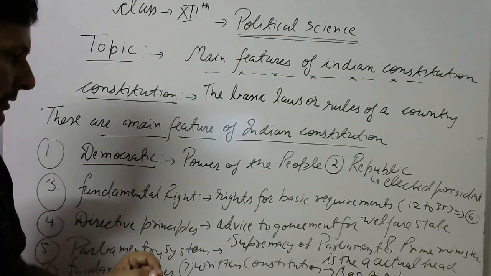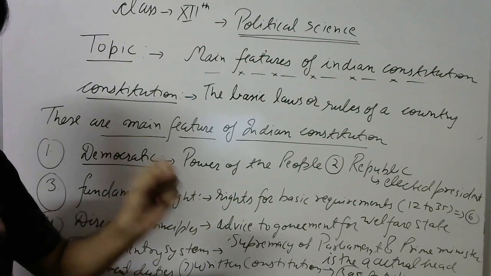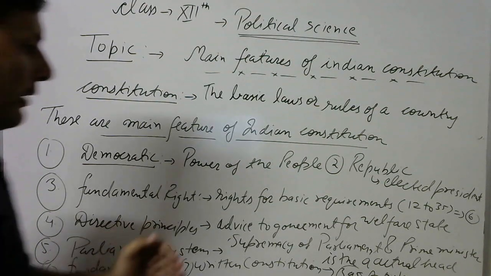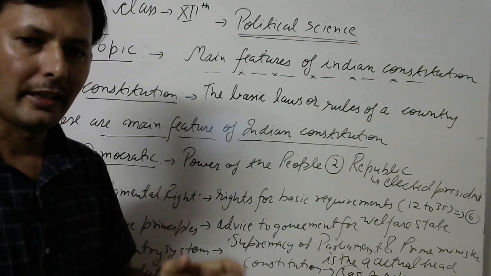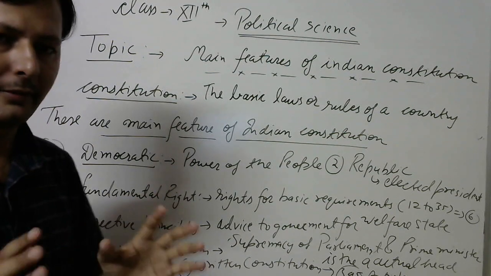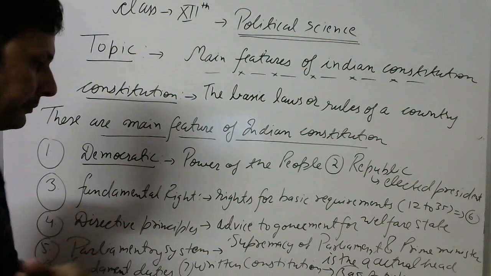Next is directive principles. Directive principles advise the government for a welfare state. These emphasize advice to the government for a welfare state, and these are connected to articles number 36 to 51.